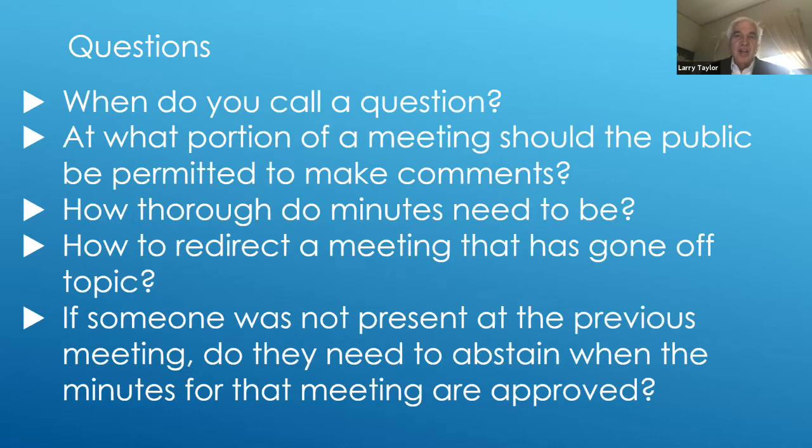The next question is, at what portion of a meeting should the public be permitted to make comments? So we talked in the beginning of the presentation about the rights of members. And so the bylaws define who a member is. You find meetings like county commissioners, where the membership of the Board of Commissioners are like the 5 commissioners or however many you might have. Those are the members for the purposes of that meeting.